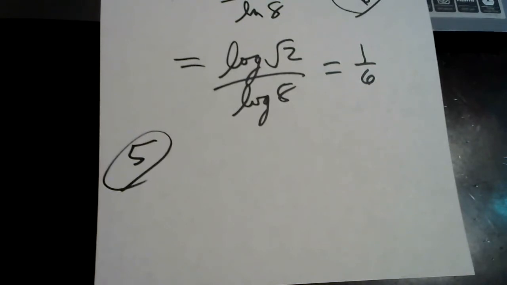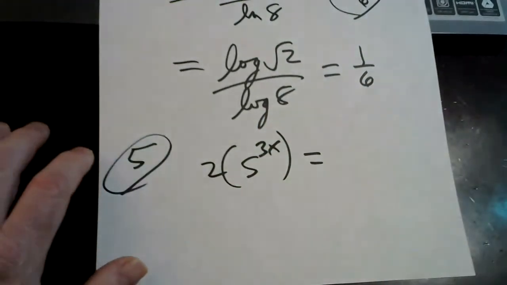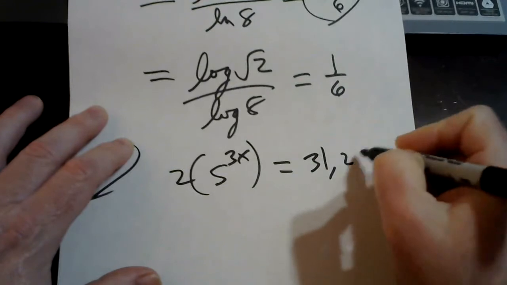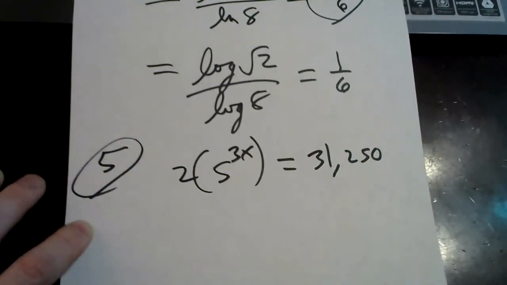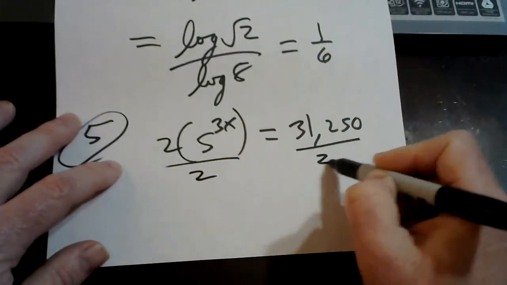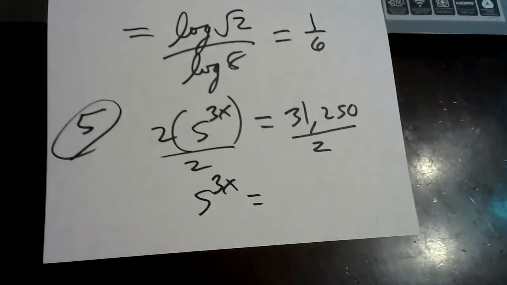And this is another exponential equation. Actually, I wanted to do this one. 2 times 5 to the 3x equals 31,250. Now, once again, notice you have a number in front of the exponential expression. So make sure you divide both sides by that number before you log both sides. If you forget that little step, it's going to mess everything up.